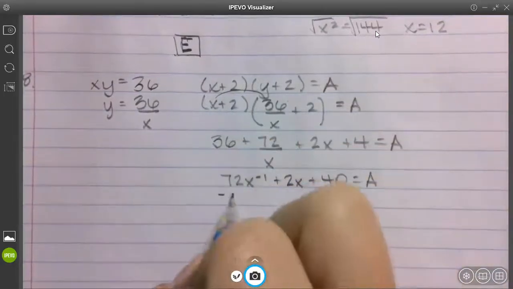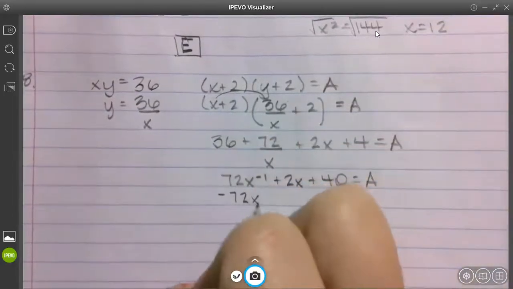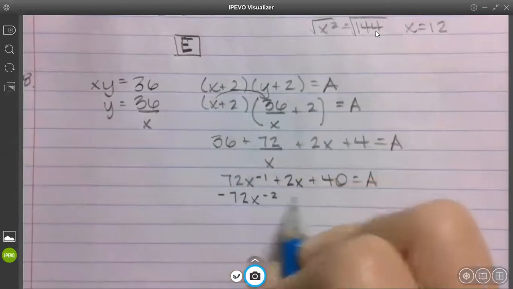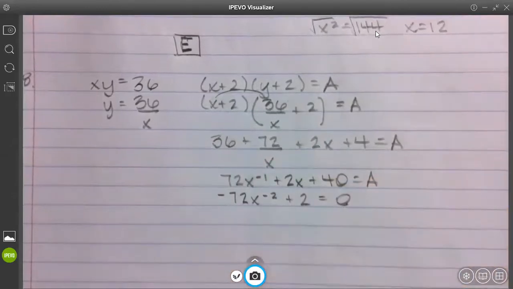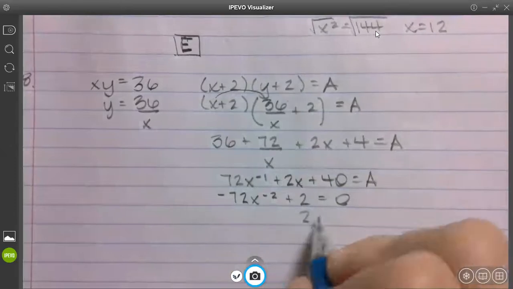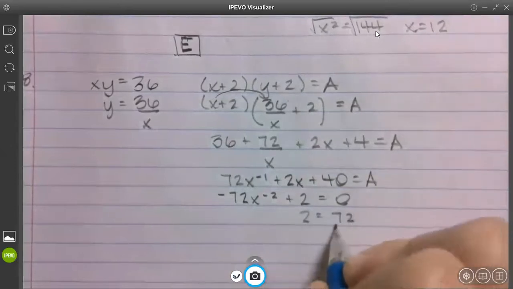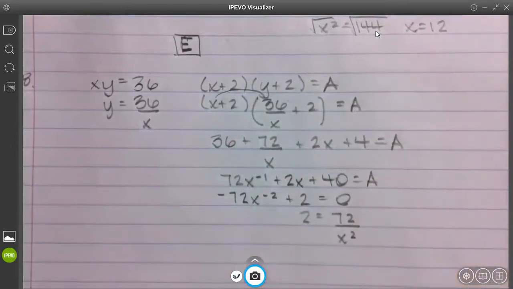Take the derivative, negative 72x to the -2 plus 2, and set it equal to 0. I'm going to do this at the same time. We're going to move the 72 over, and I'm going to put the x on the bottom. So leave the 2, add the 72, but I'm going to put the x squared on the bottom.